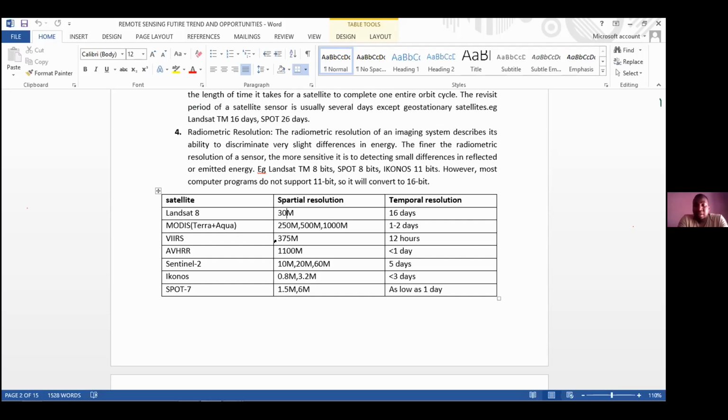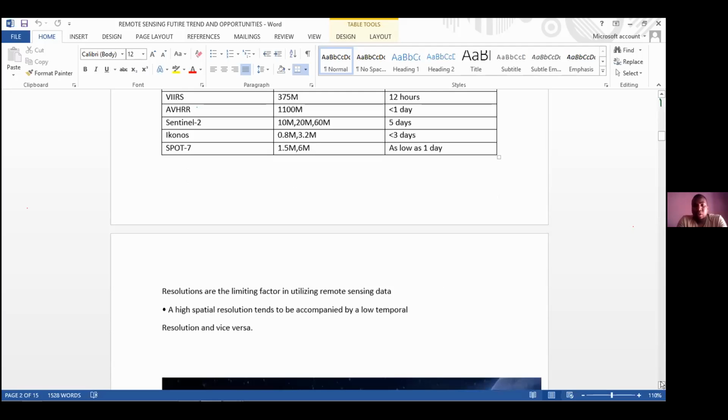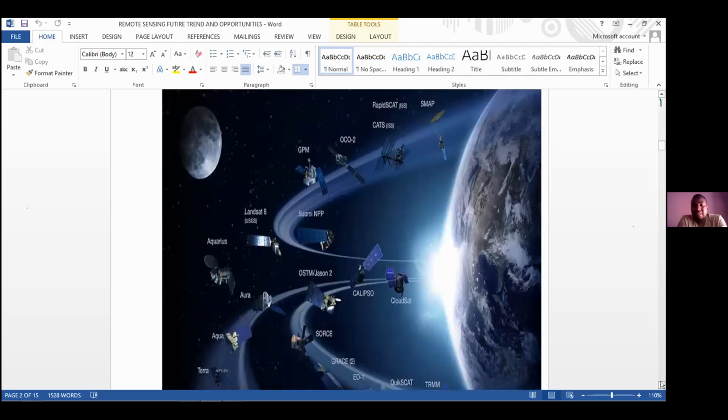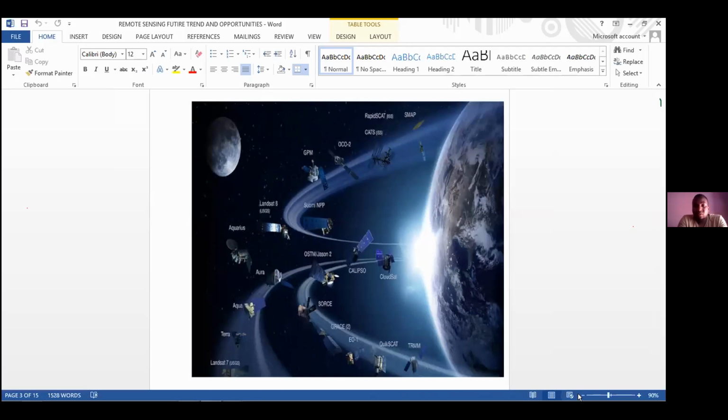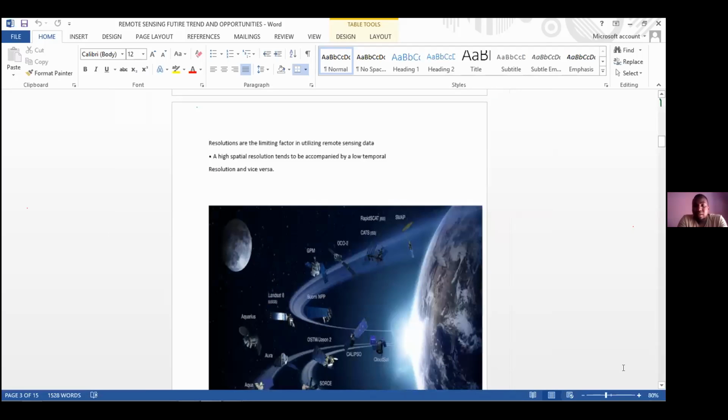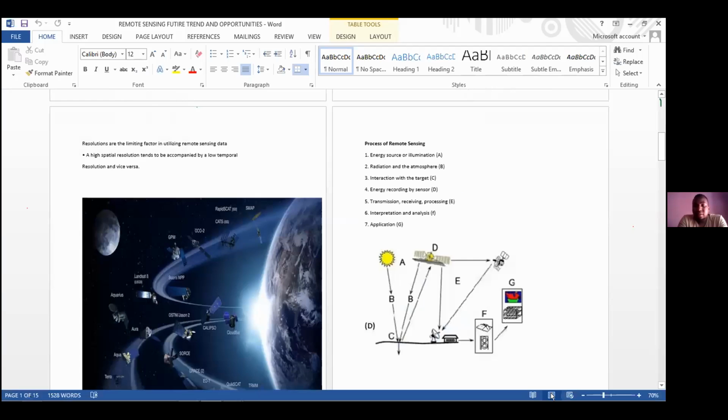Then from there, I'm going to take you through the next chapter, where I have prepared an example image of satellites in the sky. There are more than 6,000, as you can see here. So these are some of the satellites I want you to have a look at. So we have that image there.